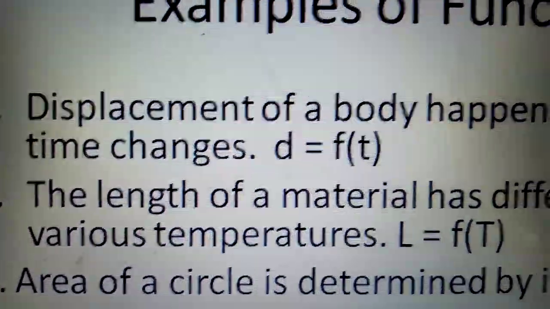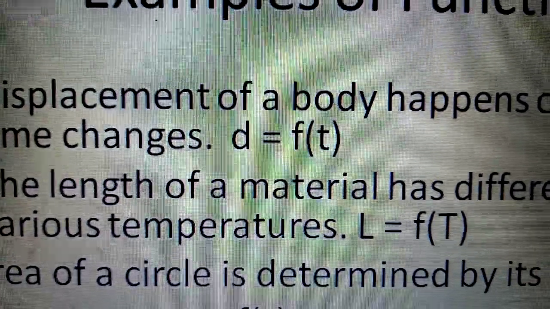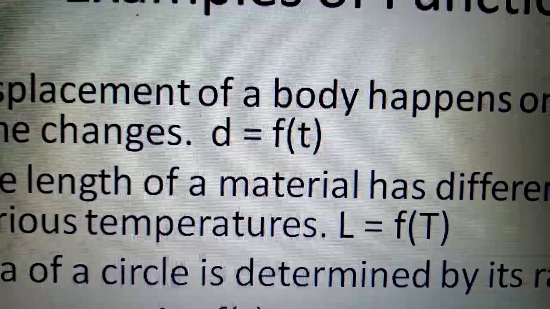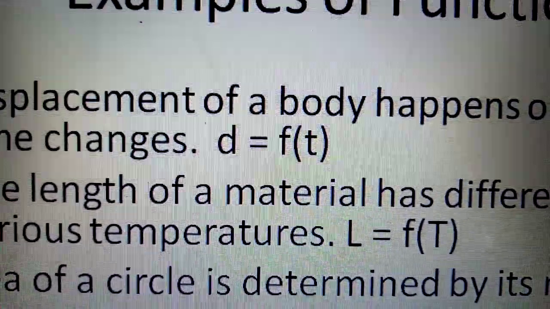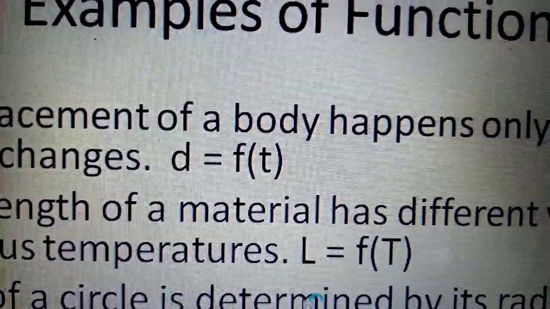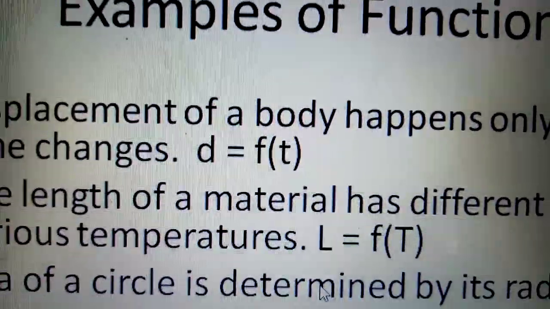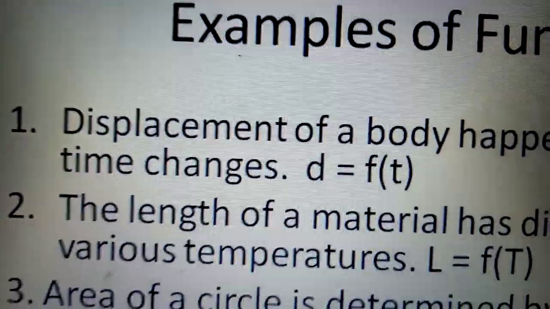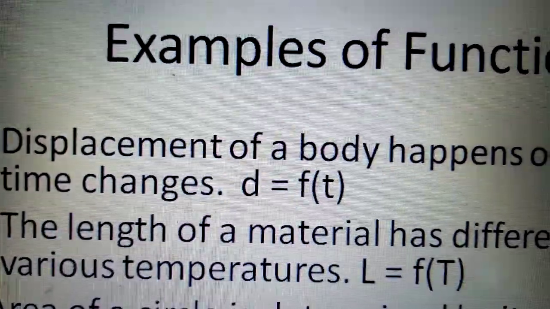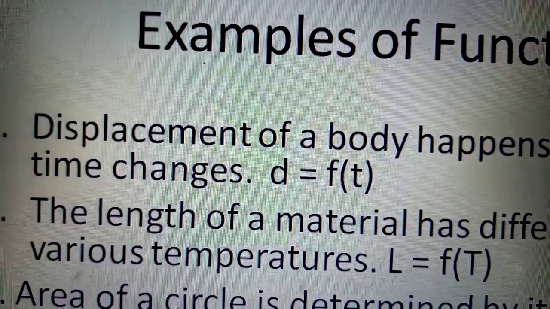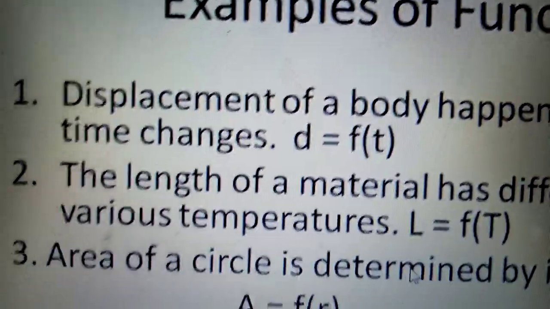Also, the length of a material has different values at various temperatures. People in the construction industry are very familiar with this. They know that at different temperatures, the material will have different sizes, different lengths. So they make allowances for this because length is a function of surrounding temperature. These two examples are examples of a linear function, linear in the sense that there's a constant and uniform factor that produces the result of that function.